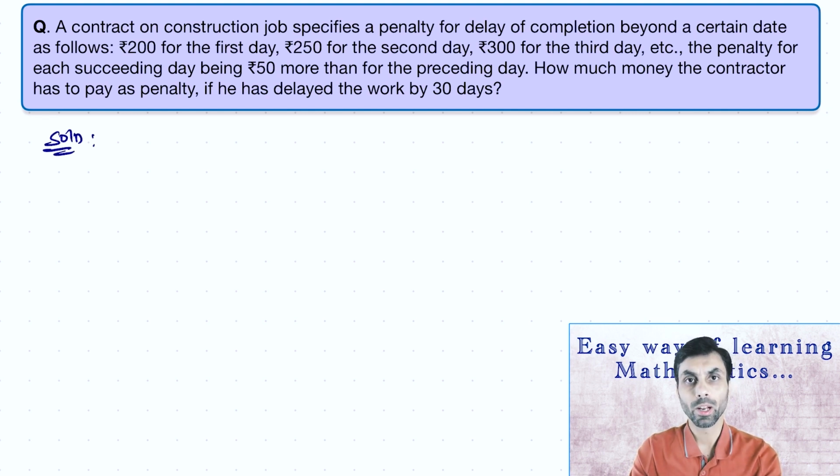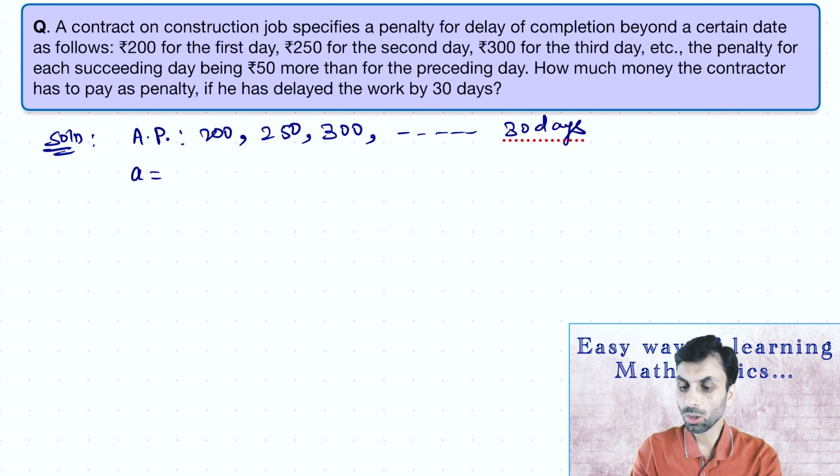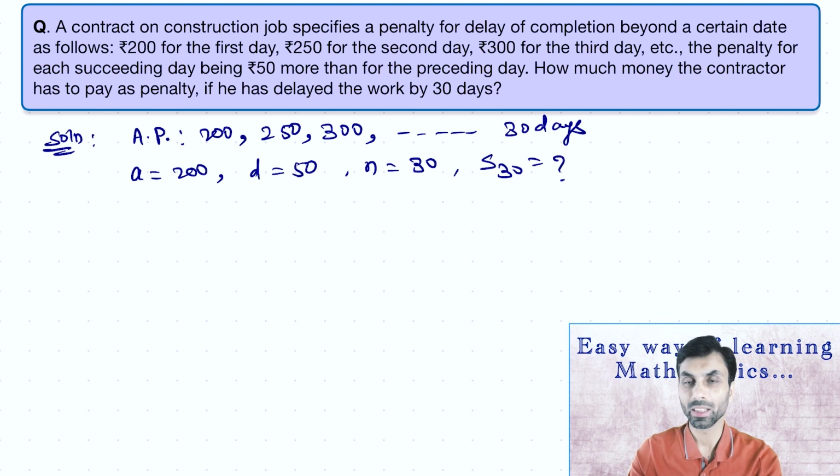So here we'll try to find out what the AP sequence is. The first day fine is 200 rupees, so that will be the first term, and each succeeding day the fine is increased by 50. So for the next day it will be 250 rupees, following which it will be 300 and so on. It will go on till 30 days. Now here the value of a is 200, the value of d will be 50 and n will be equal to 30. We have to find out how much fine he will have to pay, that means S30.